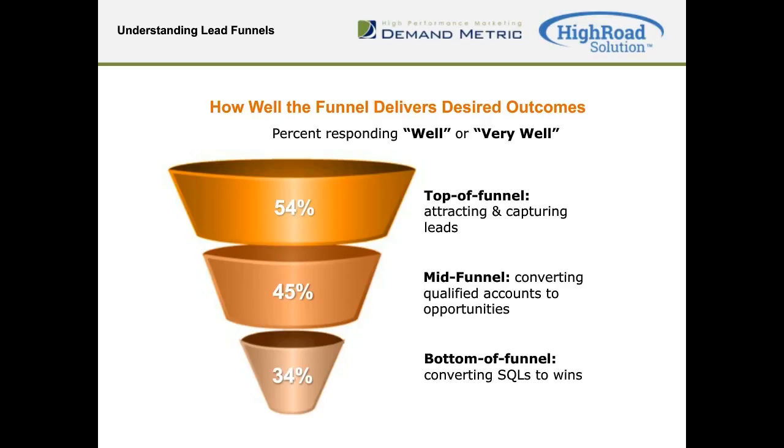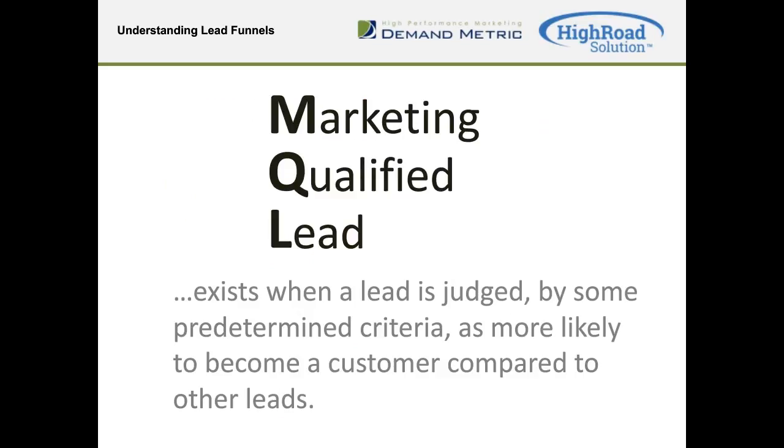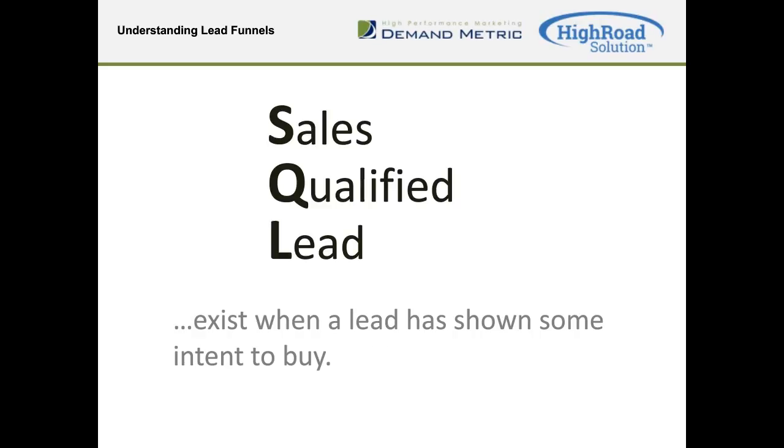Okay, so qualification criteria and definitions are important to move forward with some of this information. Now, the study survey cataloged the extent to which participants' organizations have formal definitions or agreements for the following types of leads. So first we have MQLs, marketing qualified leads. They exist when a lead is judged by some predetermined criteria as more likely to become a customer compared to others. We also have the next stage, which exists when a lead has shown some intent to buy. Now, this, of course, is the holy grail for the sales team or membership team. But this is where I'm sharing this with you.